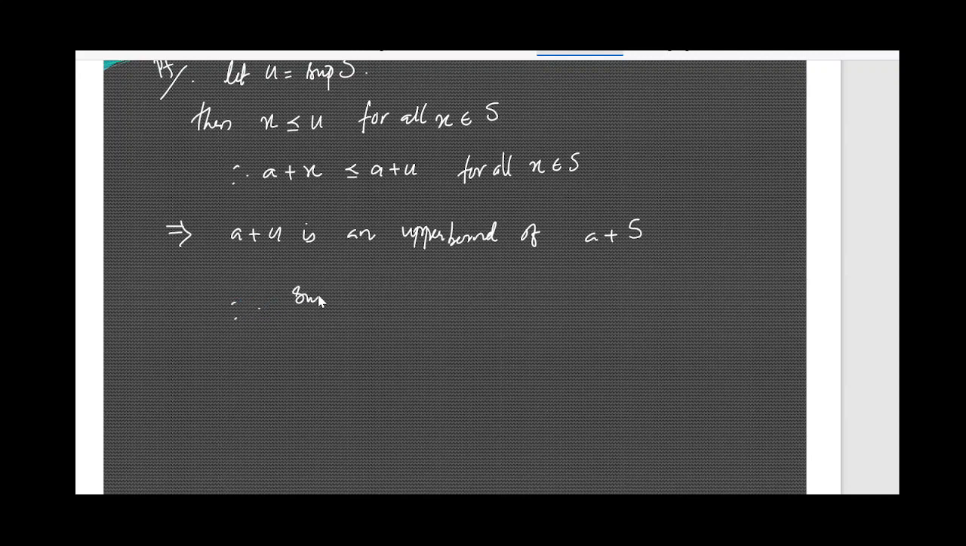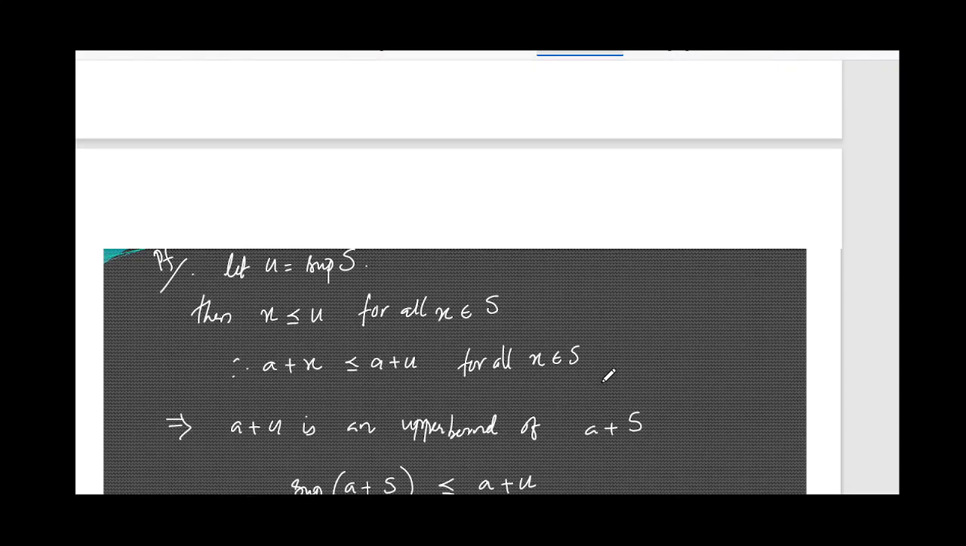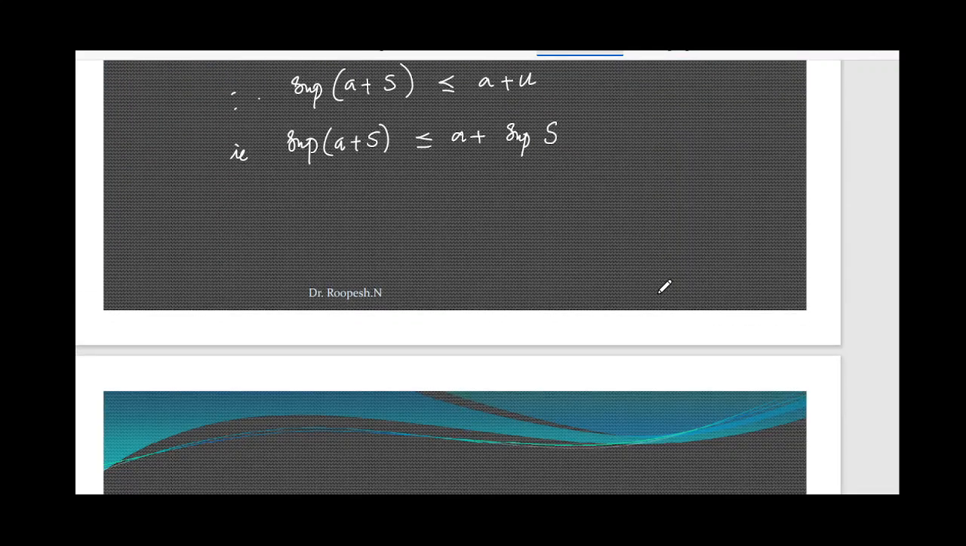Therefore, the supremum of A plus S is also less than or equal to A plus U, since A plus U is an upper bound. That is, the supremum of A plus S is less than or equal to A plus, what's U? U we have assumed as supremum of S. So A plus supremum of S. We want to prove that these two are equal. Now you got one side of the inequality. Call this equation A.